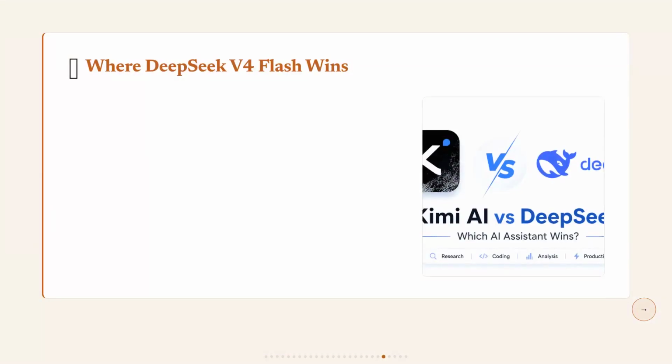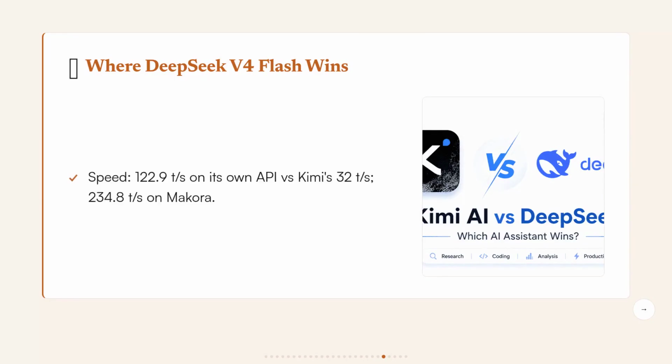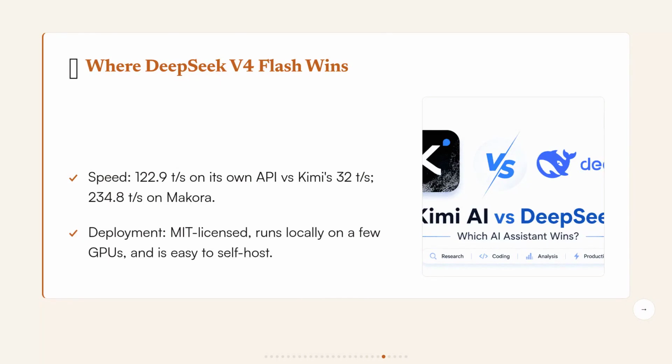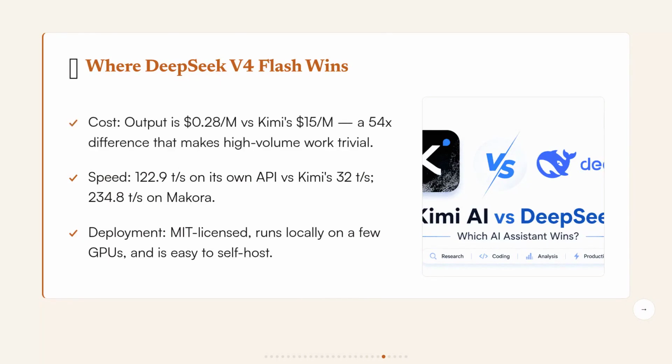Alright, so Flash wins on cost at 0.28 per million output tokens, speed at 122.9 tokens per second on its own API, and up to 234.8 on Macora, and deployment with an MIT license that runs on a few GPUs. Its reasoning modes let you right-size compute to the task, which means you're not paying frontier prices for simple completions.